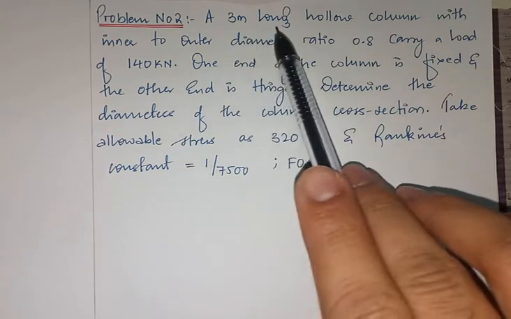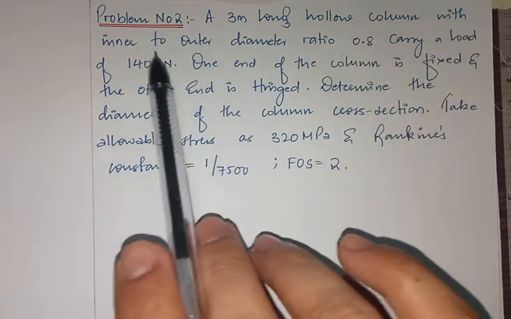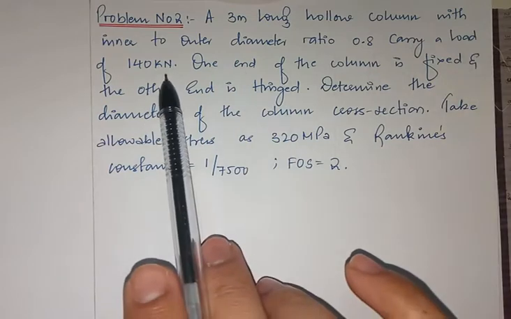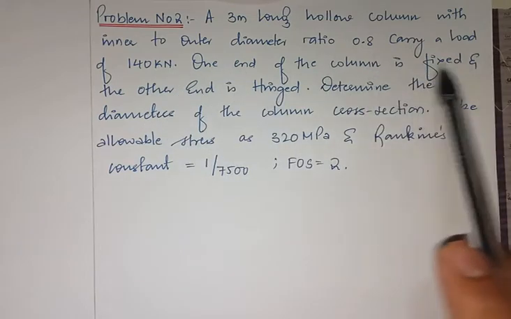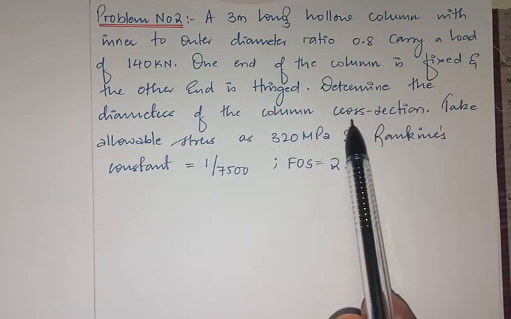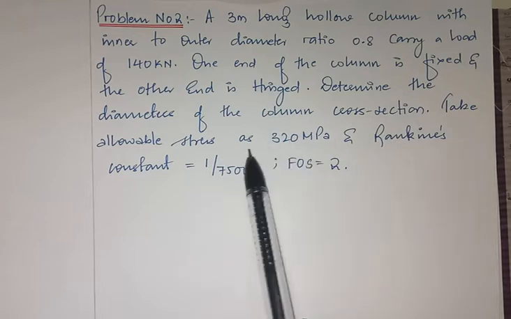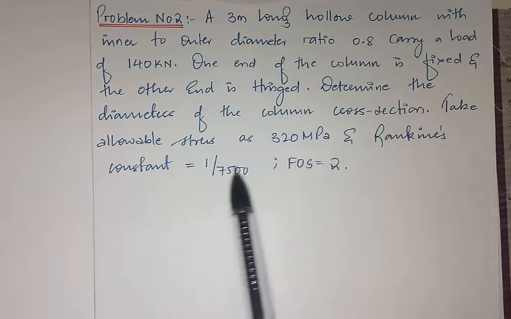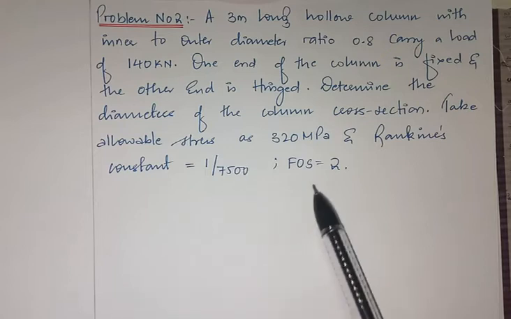A 3-meter long hollow column with inner to outer diameter ratio of 0.8 carries a load of 140 kilonewton. One end of the column is fixed and the other end is hinged. Determine the diameters of the column cross section. Take allowable stress as 320 MPa, Rankine's constant as 1 divided by 7500 and factor of safety as 2. Right? Now, first let me write down the given data and then proceed further.